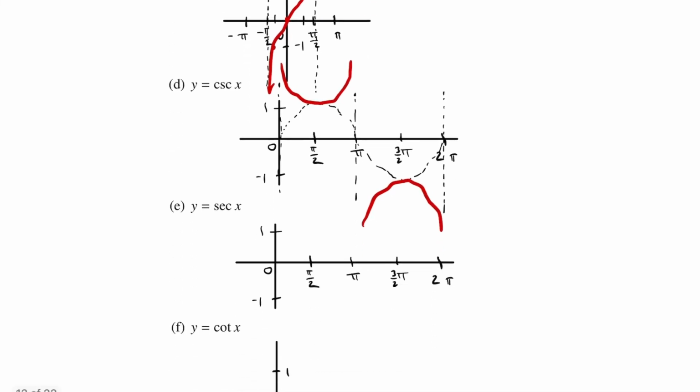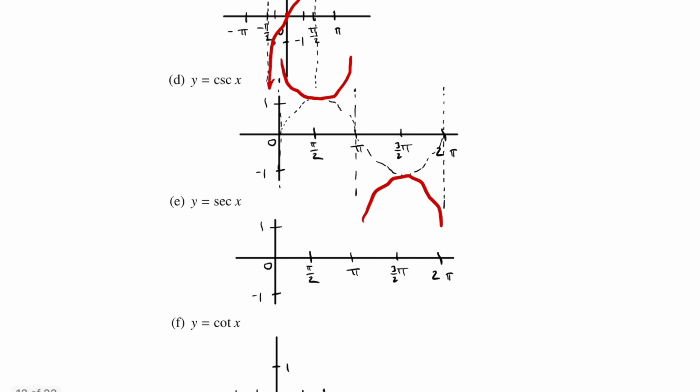Similarly, secant, you would graph the cosine function first, which looks like this. And same thing, asymptotes at the x-intercepts. And then you would draw your curves between the asymptotes. So that would be one complete period.